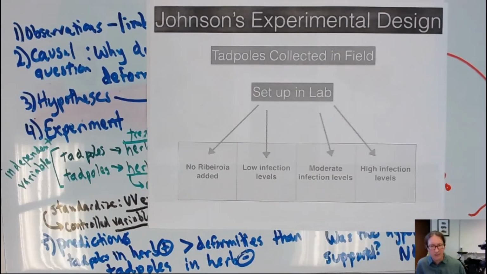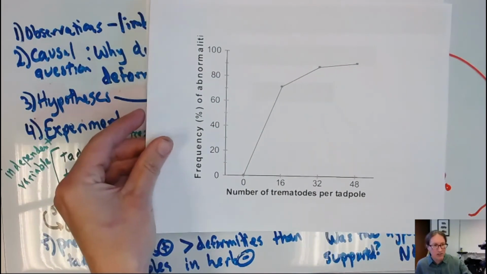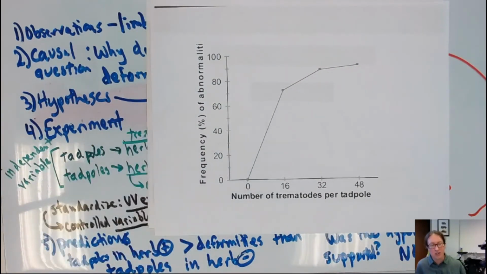So at this point, I want you to take a moment to think about what Johnson's prediction will be if his hypothesis about trematode parasites is actually true. I think you should just take a moment to pause the video and jot down Johnson's prediction. Okay? So once you've done that, now here is Johnson's result. I want you again to pause the video, study this graph, and try to describe this result in words.